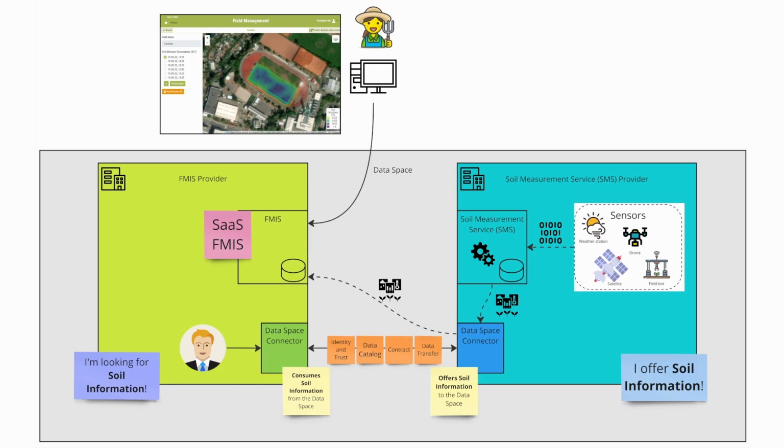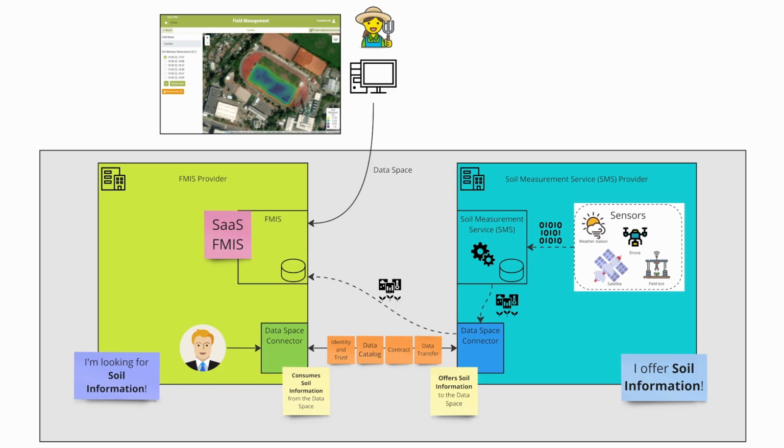Information about soil moisture or other soil properties is helpful for farmers as those insights enable a more efficient cultivation of their farmland. The FMIS provider wants to enrich its service offering by providing farmers with insights regarding the soil moisture of their fields. But neither the FMIS provider nor the farmer have the data yet or are interested in measuring them on their own.